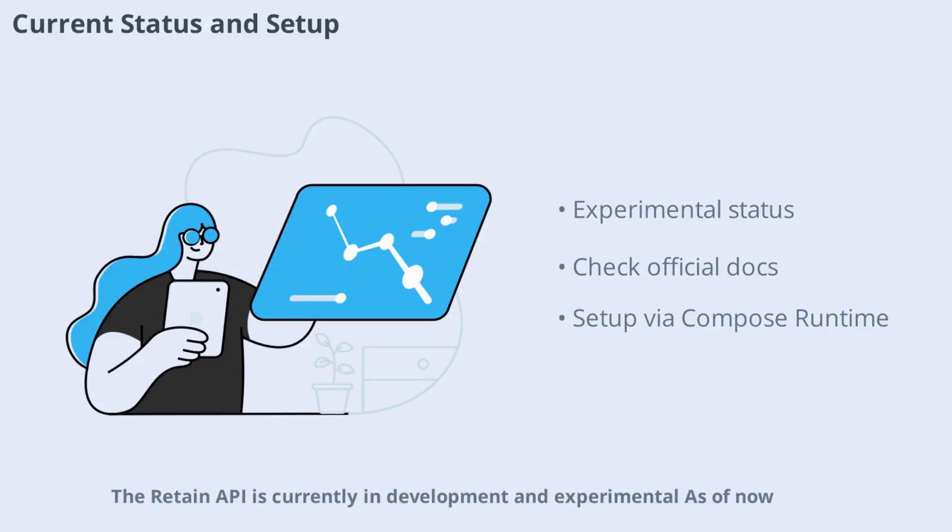As of now, development is ongoing in AOSP, and the API is subject to change. Exact artifact coordinates may differ in the final release. Once stable, the dependency is expected to be available through Compose runtime artifacts. Always check official Jetpack Compose release notes for the latest information on availability and setup instructions.